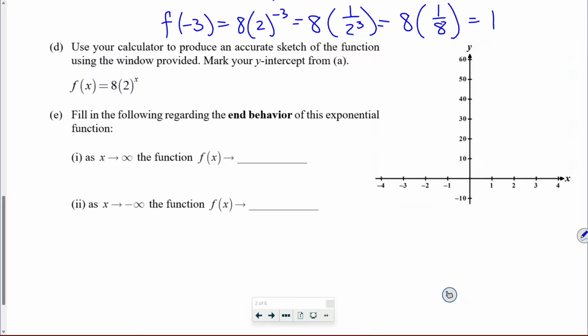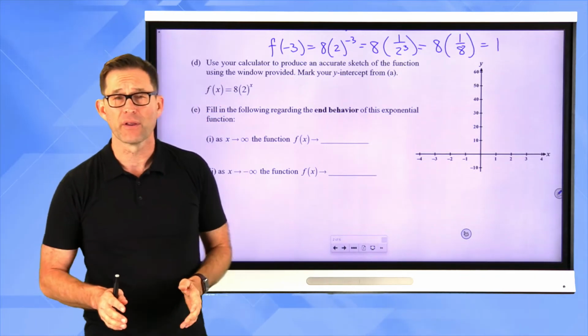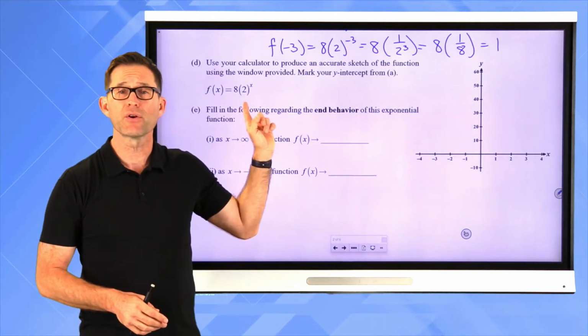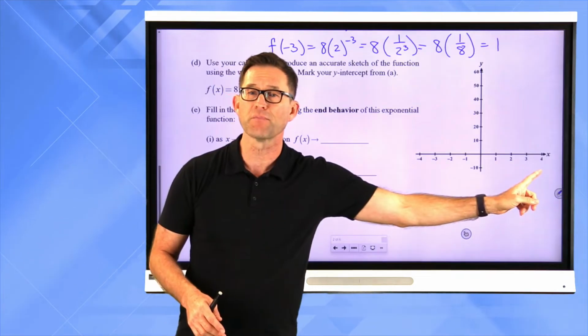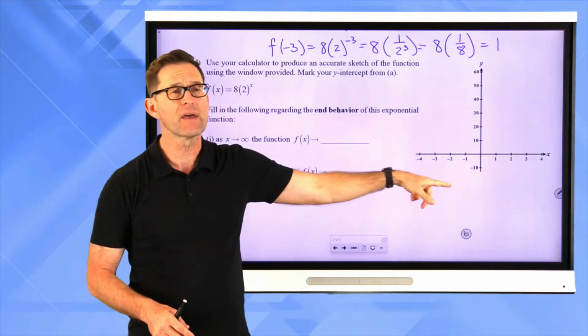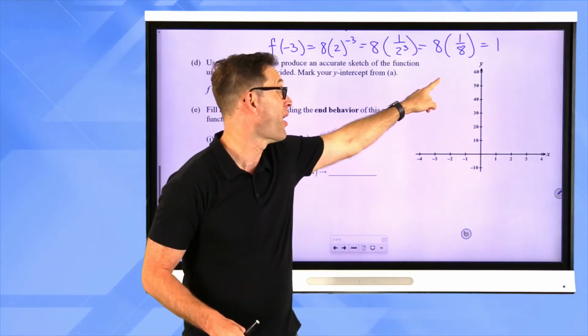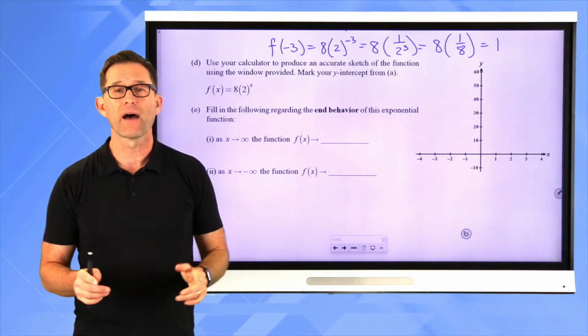Letter D. Use your calculator to produce an accurate sketch of the function using the window provided. Mark your y-intercept from A. All right, so what I'd like you to do is take your graphing calculator. We've done plenty of graphing in this course already. I'd like you to put this into your graphing calculator. I've given you a window. X min is -4, X max is +4. And notice the Y scale is quite large. I've got Y min at -10 and Y max at +60. So why don't you put that in and sketch a graph as well.